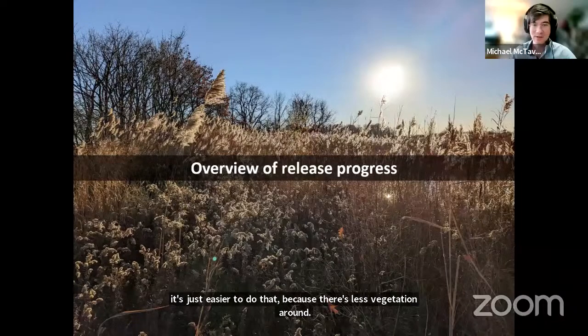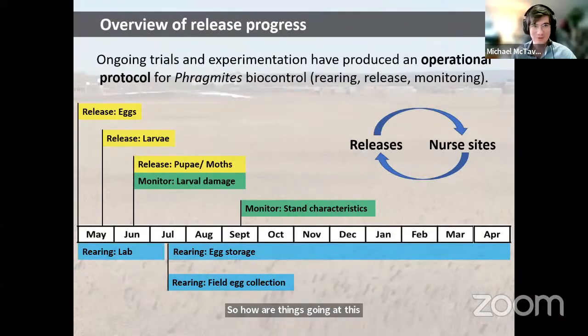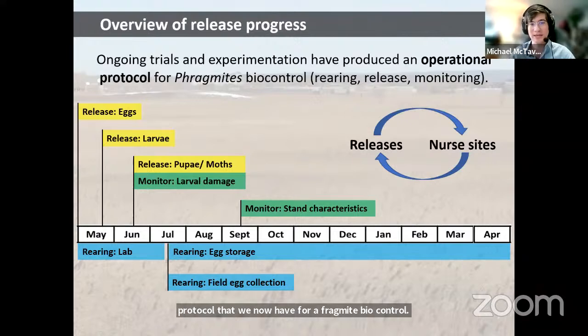So, how are things going at this stage in terms of overall release progress? These first few years of ongoing trials and experimentation have led us to this operational protocol that we now have for Phragmites biocontrol, again looking at these stages of rearing, release, and monitoring. And here are all those steps put back onto that timeline.